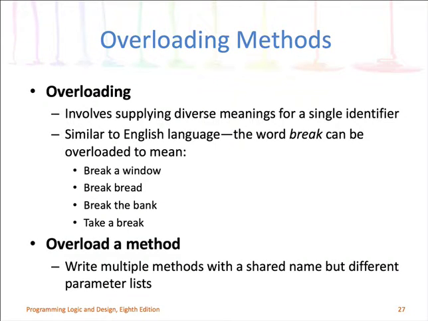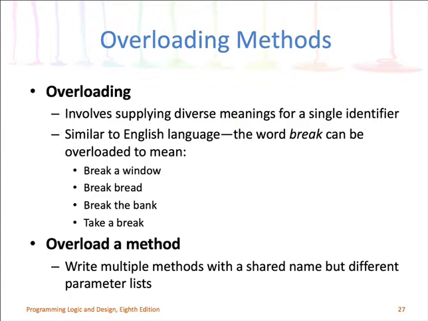Now then, overloading is having different meanings for a single identifier. They say diverse, maybe it's diverse, maybe it's not. They give an example here. People say that English is a very hard language to learn because we use words that sound the same, or in some cases are spelled exactly the same, pronounced exactly the same, to mean different things. But somebody that speaks English would understand break a window, break bread, break the bank, or take a break. They would understand that even though we're using the word break, it means different things depending upon the context.